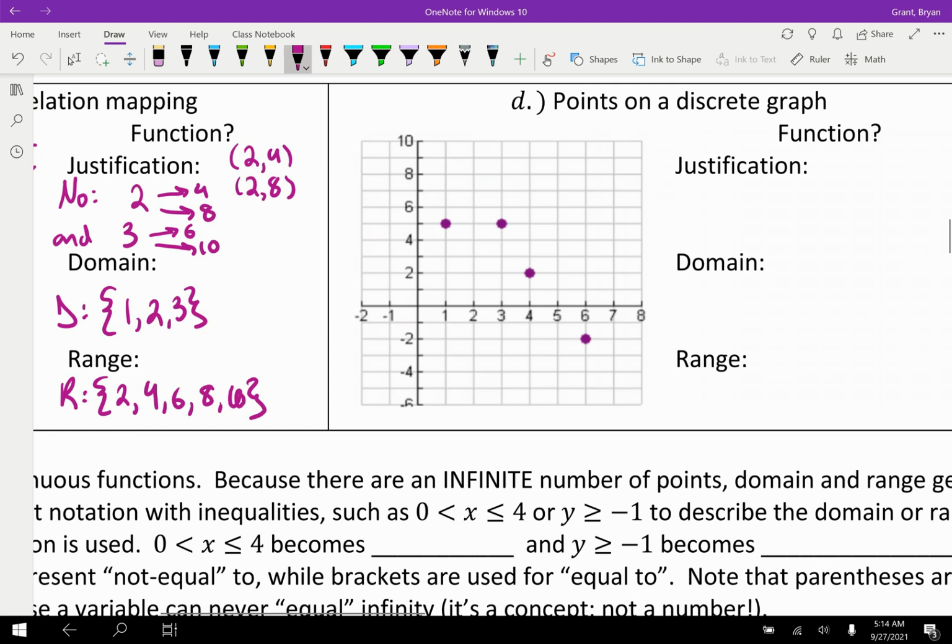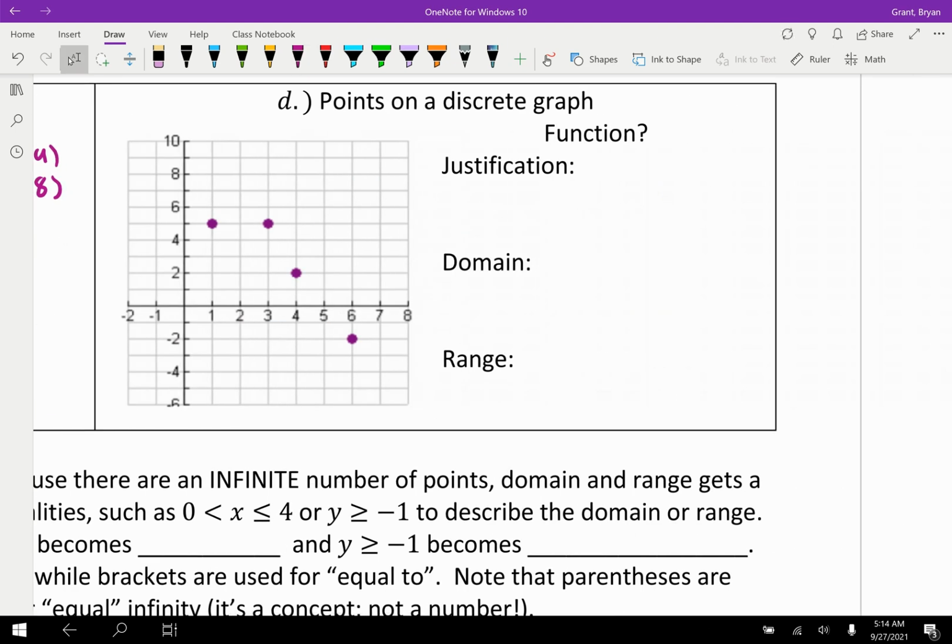All right, let's try this last one. Is this a function? Well, it might help you to write out what these points are. For example, this first point is (1, 5). My second point is (3, 5), then (4, 2), and (6, -2). We look at each of the inputs and say, if we know the input, are we guaranteed an output?